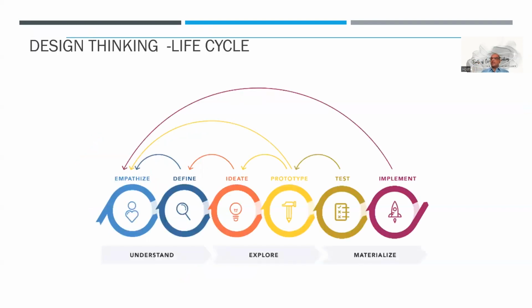It has, as said, several steps. Basically, it is clustered in three different buckets. One is understand, next is explore, and third is rolling out to production, that is materialize. Now, the first, to understand: what needs to be understood? That is the problem, the pain point of the end user. And that has two parts. One is empathize, which means to understand the problem or the requirement. And define is to restructure the problem statement if at all it is required.